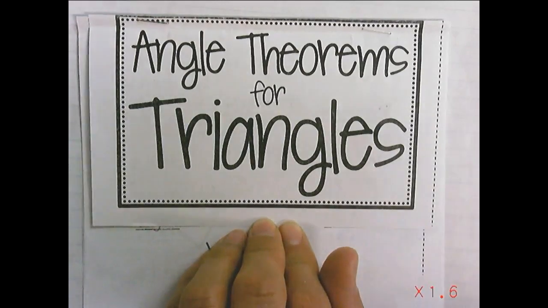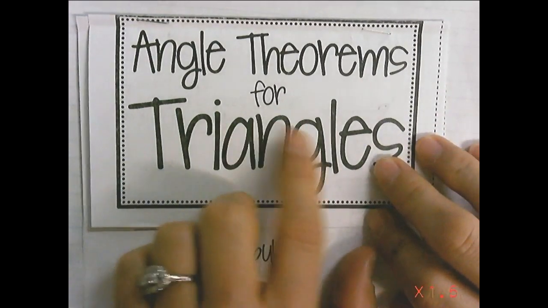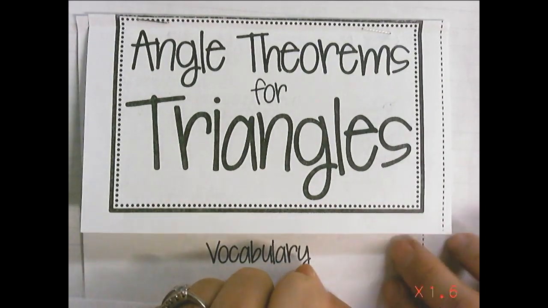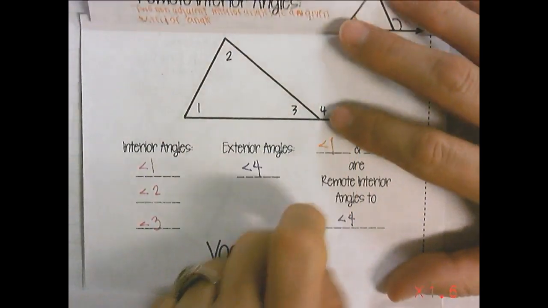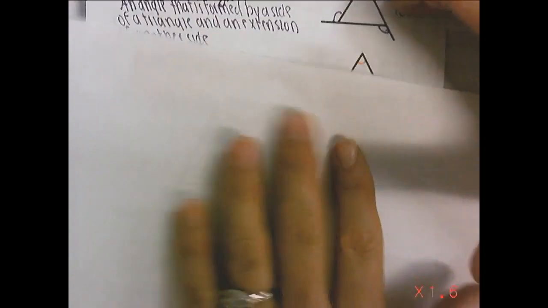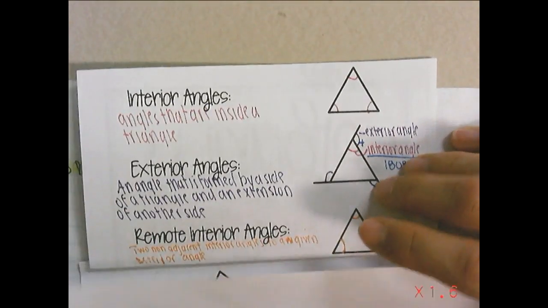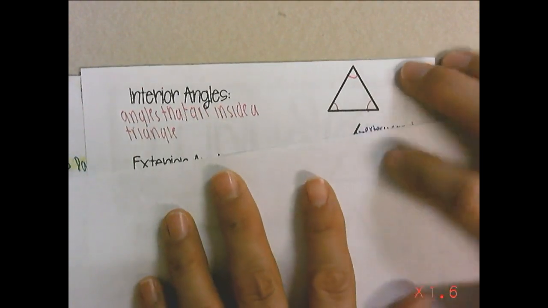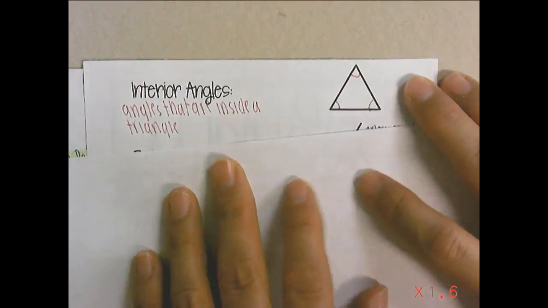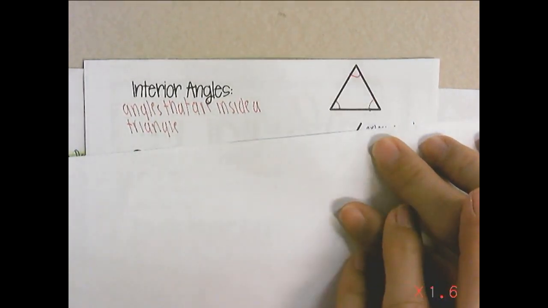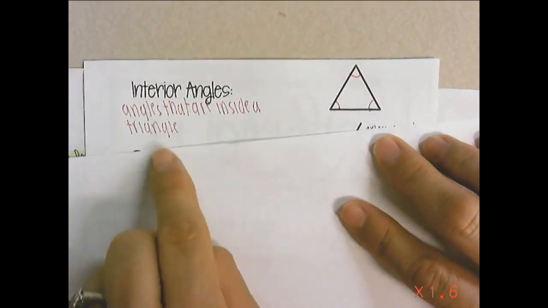Hi guys, welcome to your wonderful angle theorems for a triangle foldable. This is in reference to 3.5. We are going to talk about some definitions, some vocabulary for our angles. The first thing we're going to talk about is our interior angles. They're inside the triangle. These three angles are the interior angles, angles that are inside a triangle.